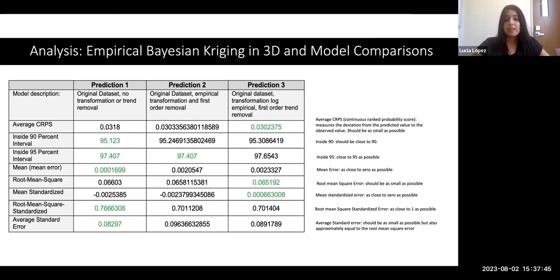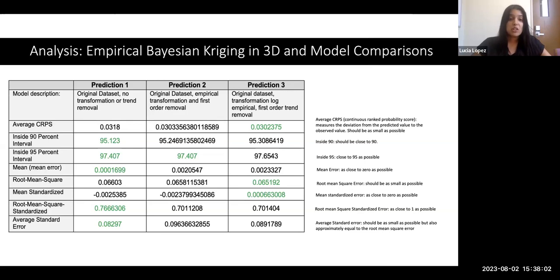So I followed the guidance rules. For example, the mean error should be as close to 0 as possible. And I assessed those values for every single model. And the one that was as close to 0 as possible, I highlighted it in green. And the model with the most highlighted green values was the best performing model.